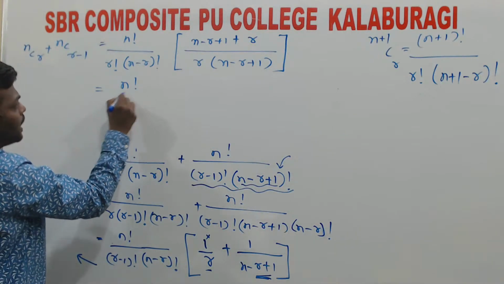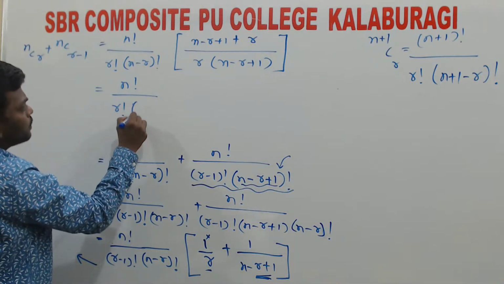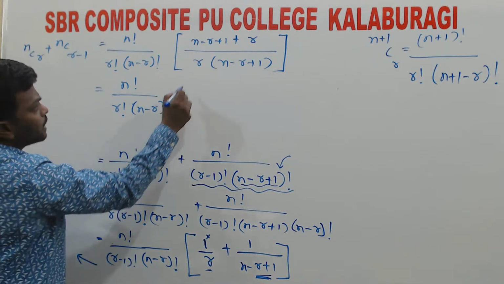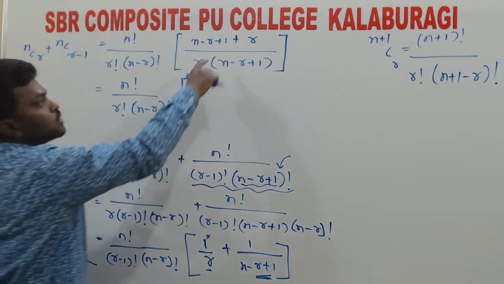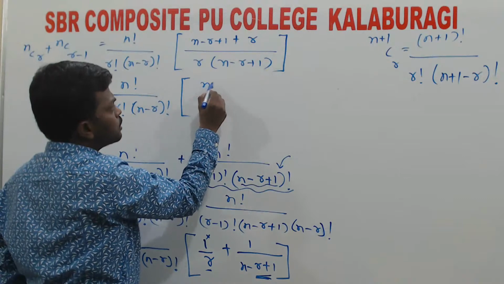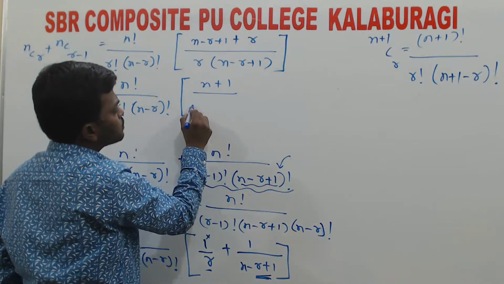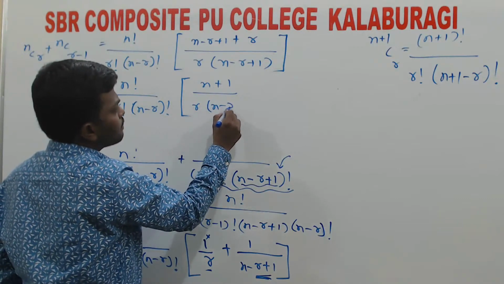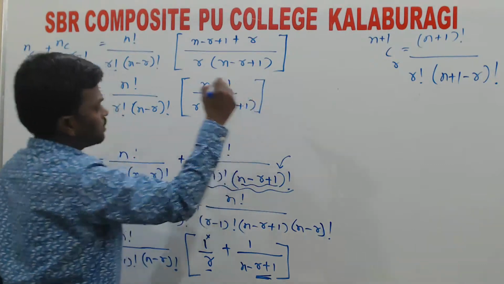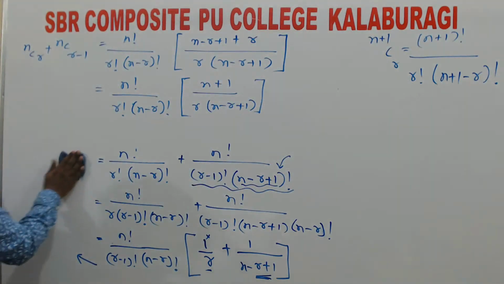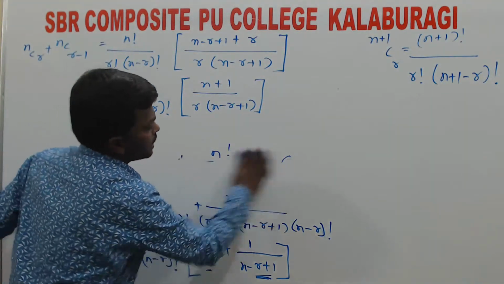So which is equal to n factorial by r factorial into n minus r factorial. Okay, students. So minus r plus r cancels. So what is left now? n plus 1 into r, n minus r plus 1. Okay. So now we are done with the simplification.